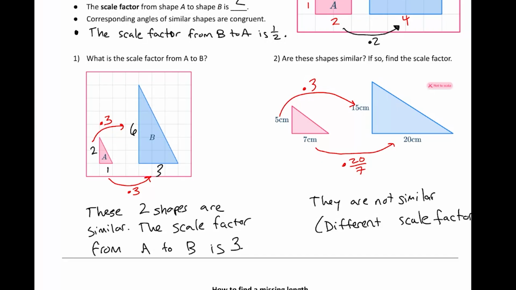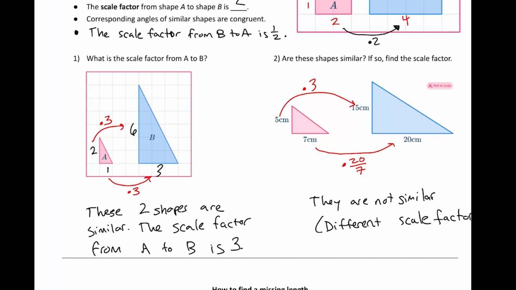Now, just identifying whether or not two shapes are similar, that's going to be one component of what you're going to be expected to do. But the bigger picture, the more common problem type that you're going to see, is asking you to solve: if we assume two shapes are similar and we've got some information about one of them, what can we do to find the missing side lengths of another?